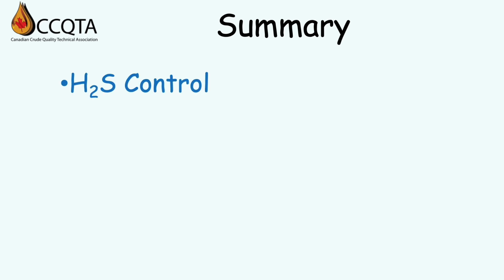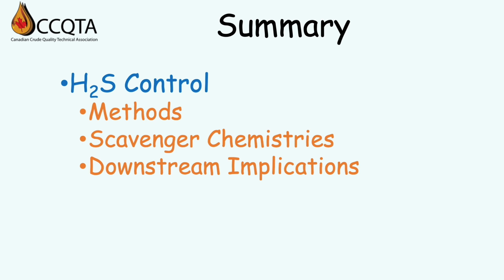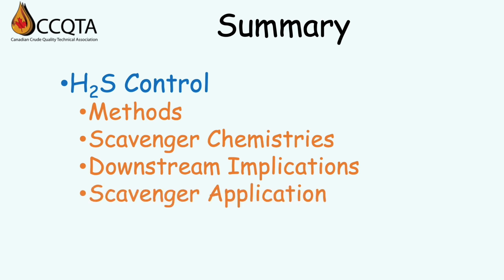Lastly, we looked at H2S control, including a high-level look at how hazards are managed, the specific chemistries that are used for H2S control, and the downstream implications of those chemistries, and then finally a couple of examples of scavenger dosing.